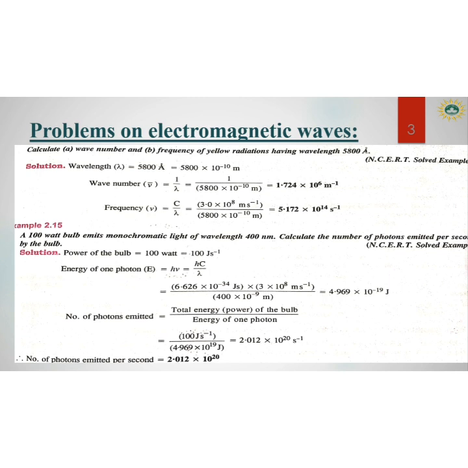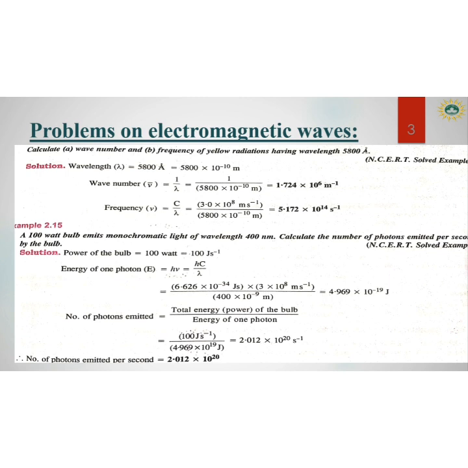Now frequency, you know the formula that c, the constant speed of light, is equal to frequency into wavelength. So c is equal to nu into lambda. So frequency nu is equal to c by lambda. Here the value of c is 3 into 10 to the power 8 meter per second, divided by the wavelength that is given, 5800 into 10 to the power minus 10 meter. So we'll get the answer after calculation.